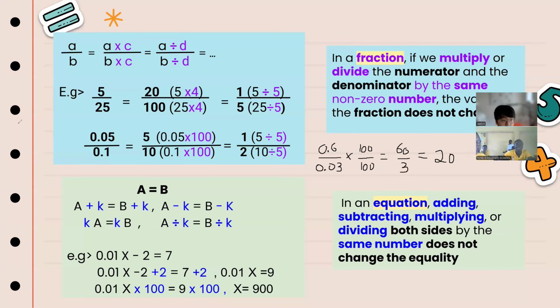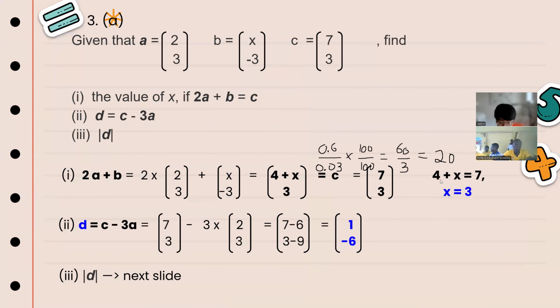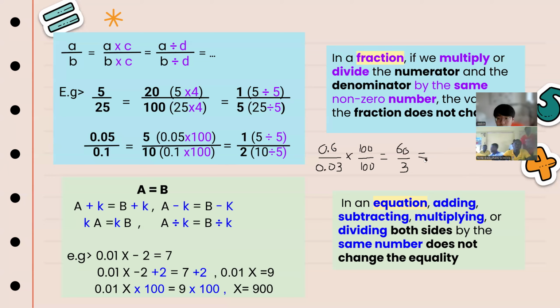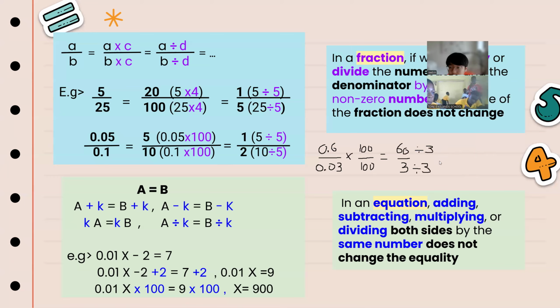Oh, okay. Yeah. So for this last part, you can also apply our knowledge here. We can divide 3 on both sides. So divide by 3, divide by 3, which equals 20 over 1, which is 20. And that's how you would solve 0.6 over 0.03.